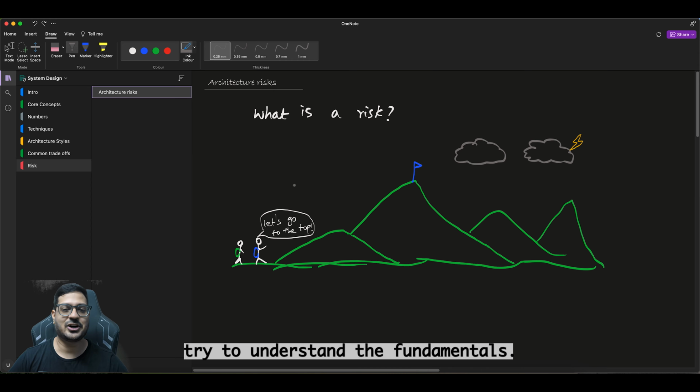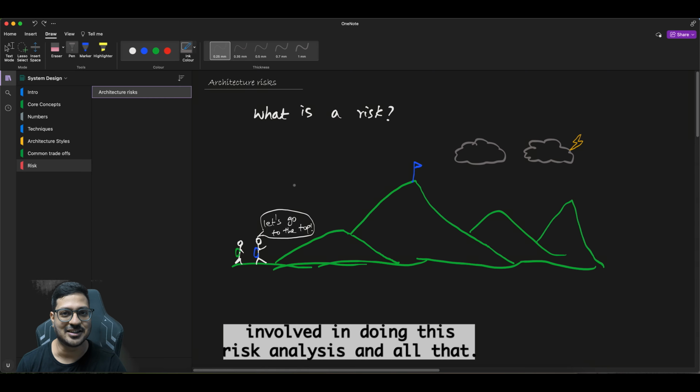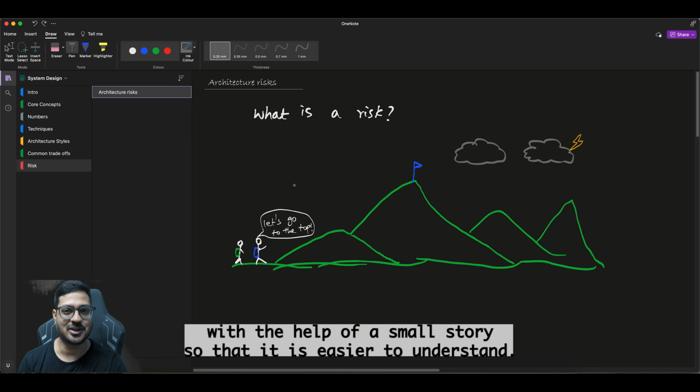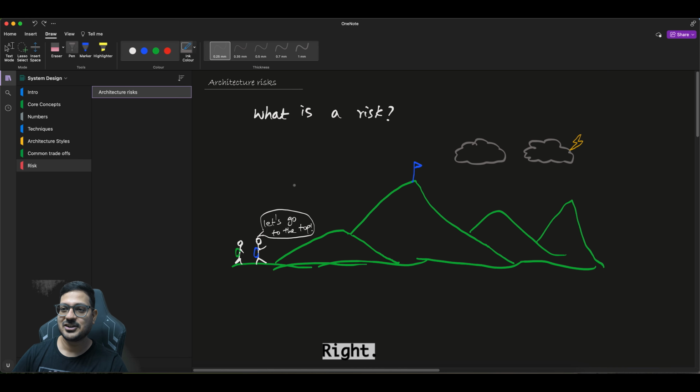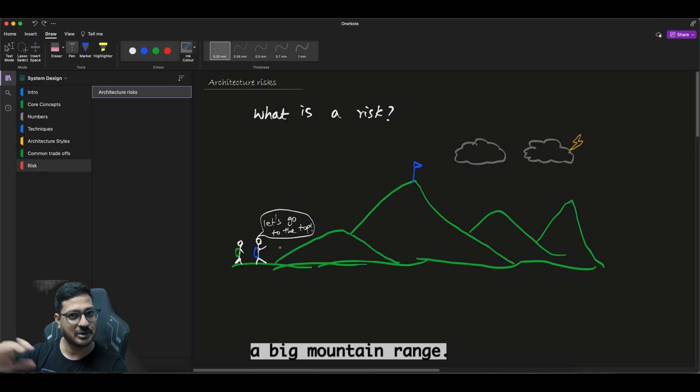So in this video, let's try to understand the fundamentals. What is risk, how to do risk analysis, what is the framework involved in doing this risk analysis, and all that, right? So let's try to understand this with the help of a small story so that it is easier to understand. Let's say there are a couple of friends who have decided to go on a trek over a big mountain range.